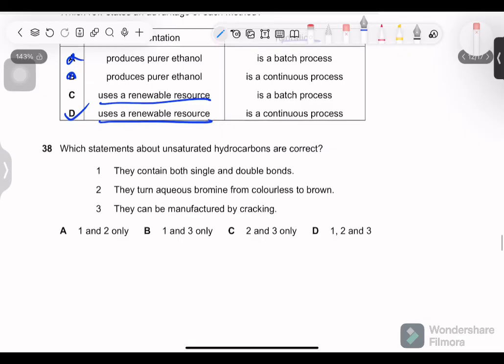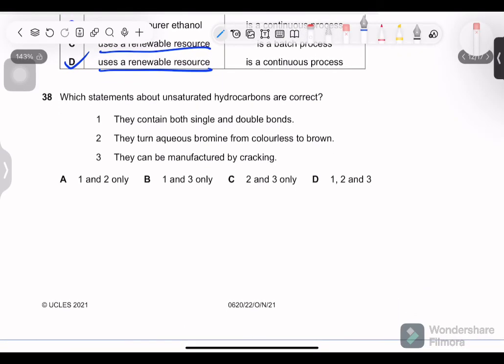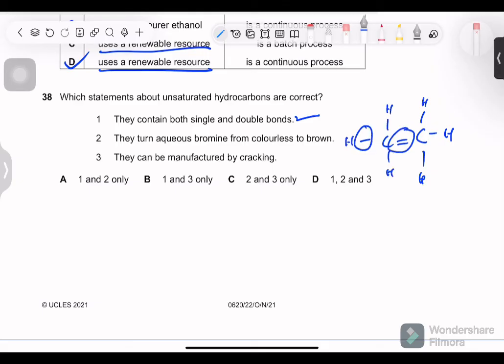38. Which statements about unsaturated hydrocarbons are correct? They contain both single and double bonds. Yes. For example, if this is ethene, this is the structure of ethene. So it has single bonds and double bonds. They turn aqueous bromine from colorless to brown. This is the exact opposite. They turn it from brown to colorless. Unsaturated hydrocarbons, by the way, are alkenes which have a double bond. They can be manufactured by cracking. Of course, long chain alkanes can be cracked and broken down into smaller chain alkanes and alkenes. So 1 and 3 are correct.